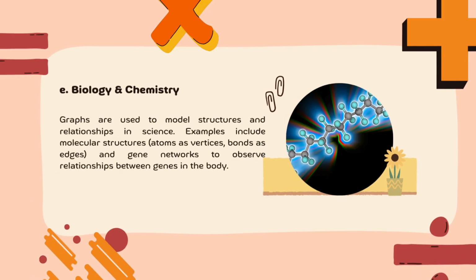E. Biology and chemistry. Graphs are used to model structures and relationships in science. Examples include molecular structures, with atoms as vertices and bonds as edges, and gene networks to observe relationships between genes in the body.